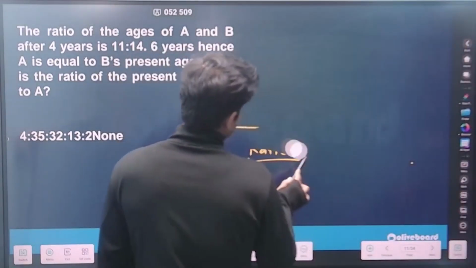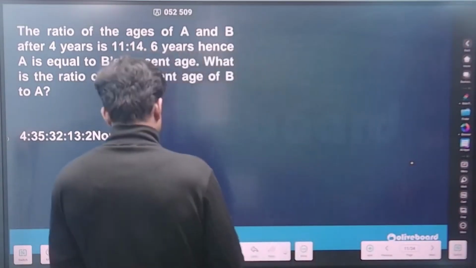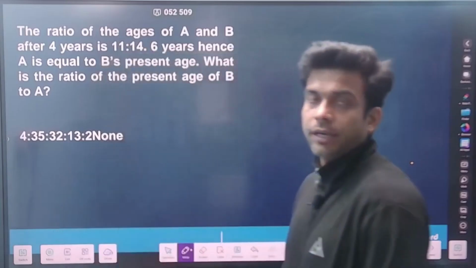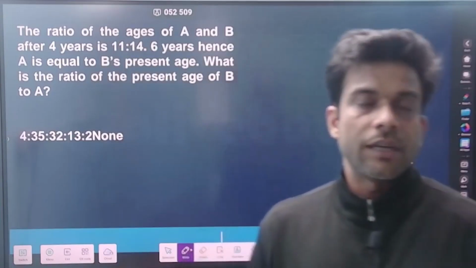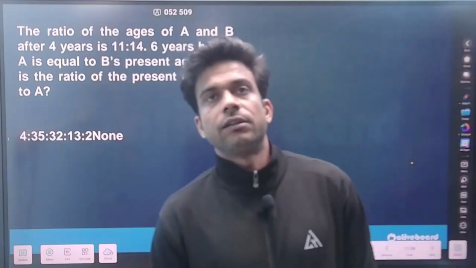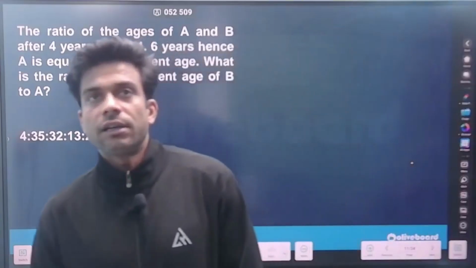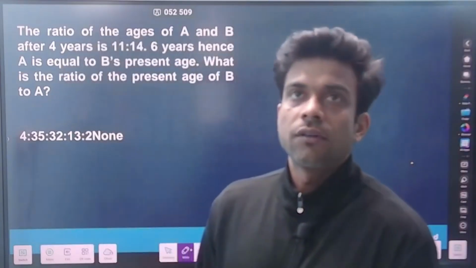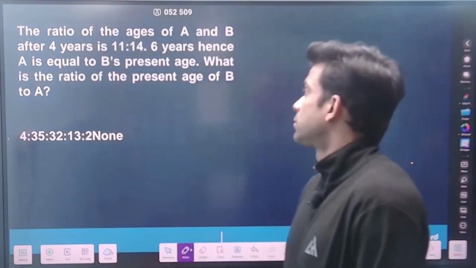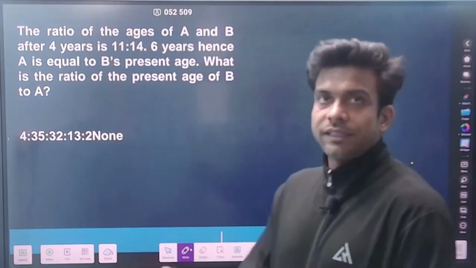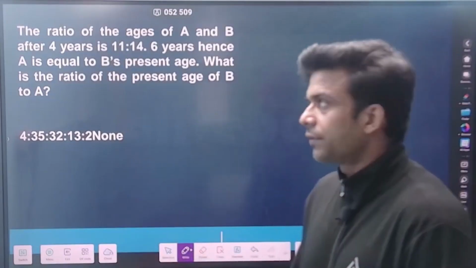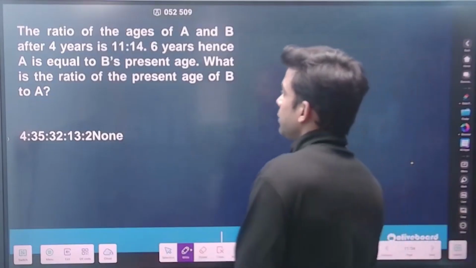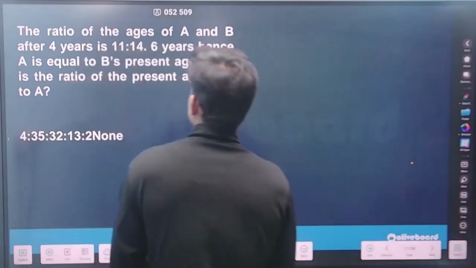I think I've given you a lot of time to have a look at this. This is basically a problem on ages, correct? And we need to understand how we can solve this question. So the ratio of ages of A and B, basically guys, this is again a question of ratio of ages of A and B after 4 years is 11 is to 14.